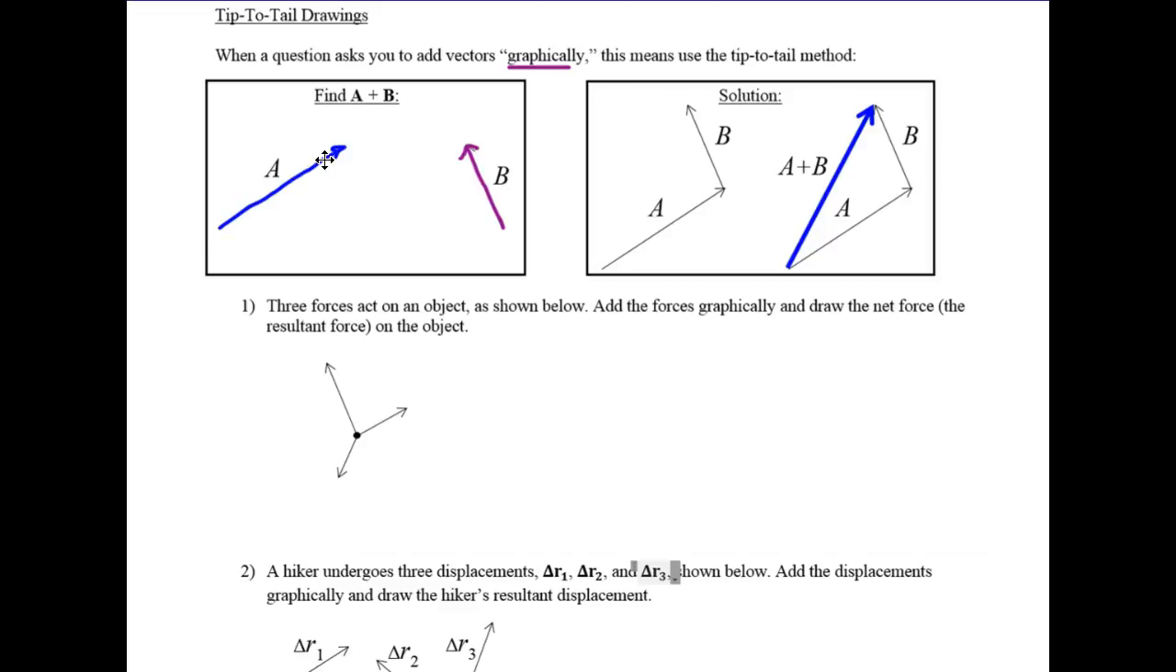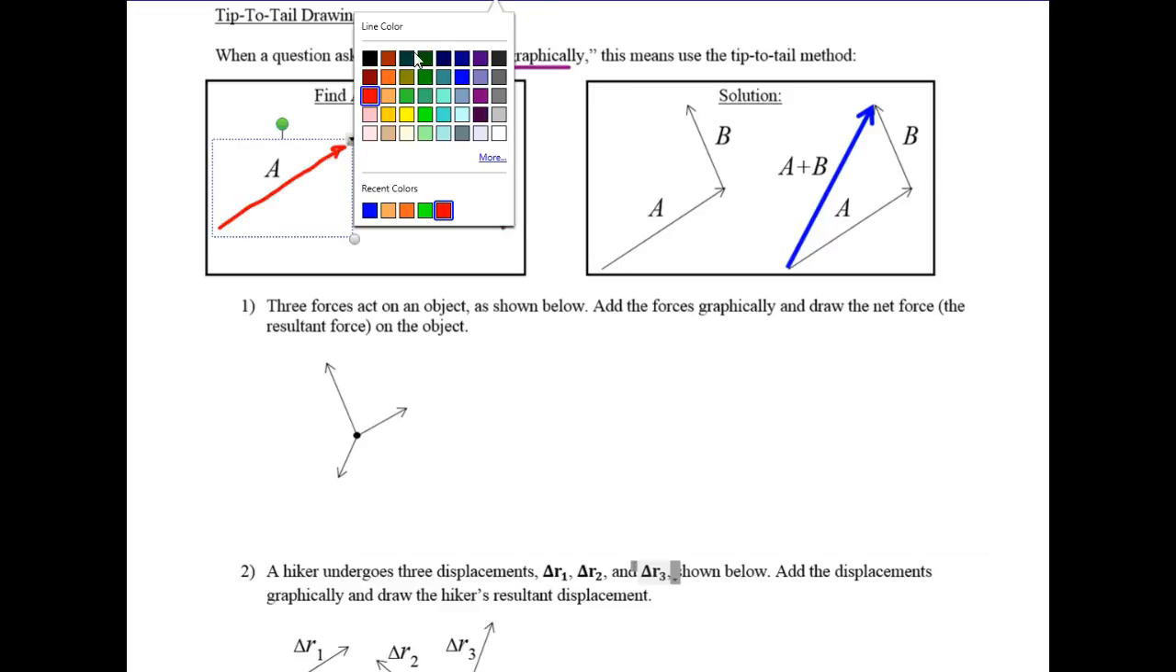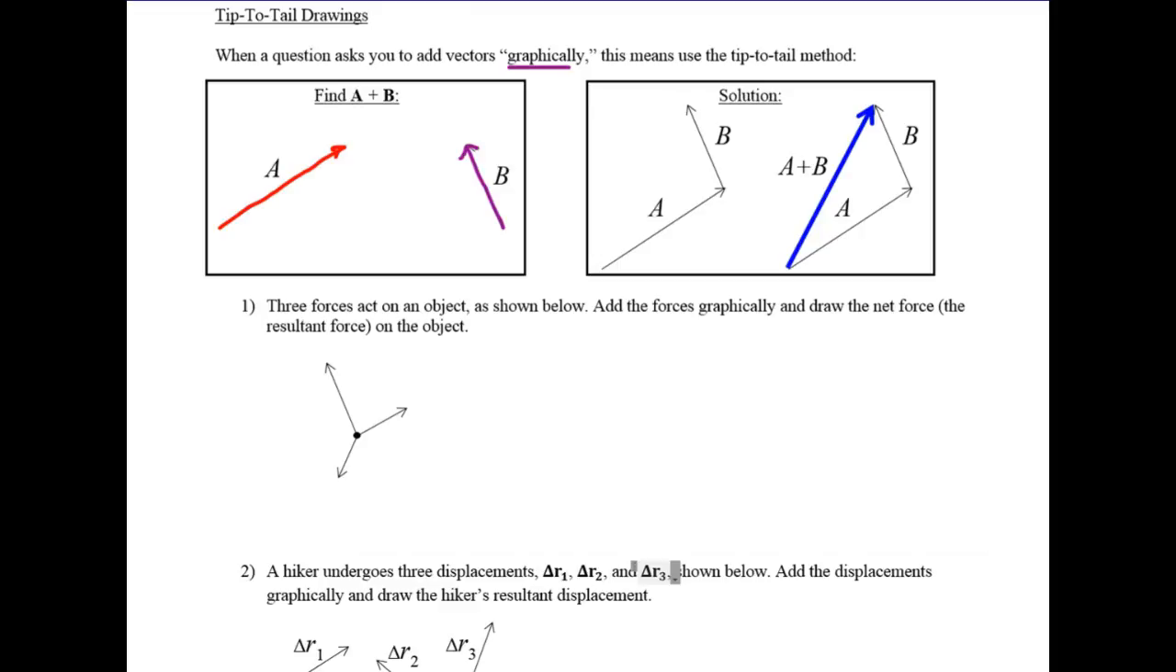And let's make a purple as well. No, let's make it red. How do I add A plus B? How do I get the vector sum?